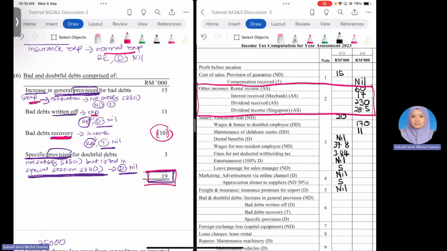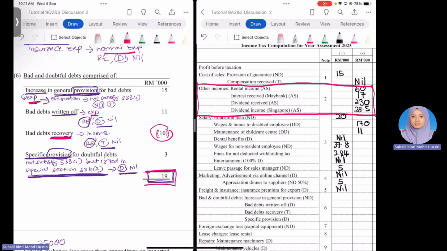Since the question listed all these items, we have to check one by one. So for the increase in general provision for the bad debts, 15,000 ringgit. As mentioned just now, increase in general provision is an expense. When you learn in BA1, BA2, FF1, FF2, when you calculate the differences between the previous year and current year, you have an increase, so this is the expenses. So when it's expenses, in the SOCI you already deduct 15,000 ringgit.